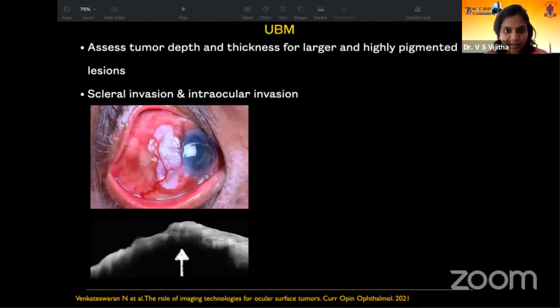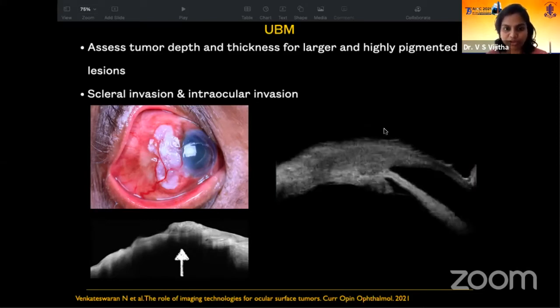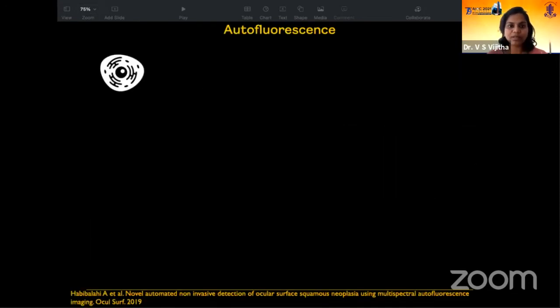Whenever the posterior extent of the lesion cannot be visualized and there is a strong clinical suspicion of invasion, it's important to perform an ultrasound biomicroscopy. Now, this lesion in the ASOCT does not show the deeper details because of backshadowing, whereas the ultrasound biomicroscopy shows invasion into the sclera as well as the ciliary body.